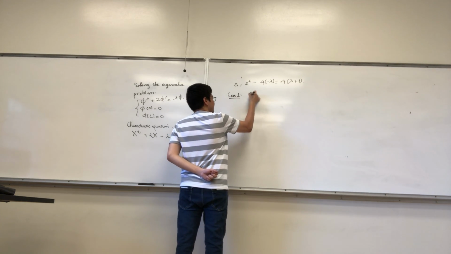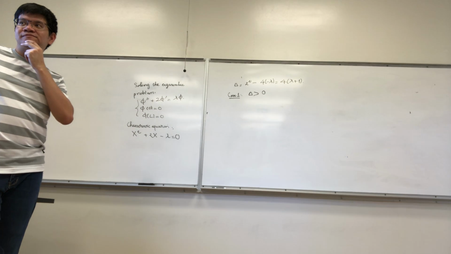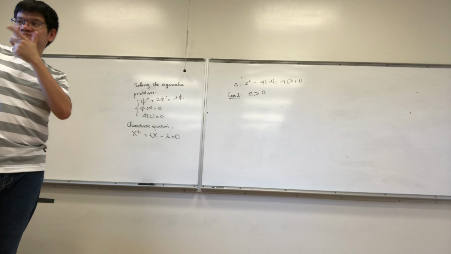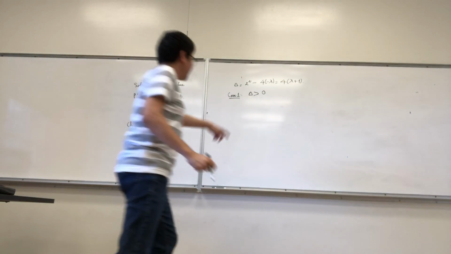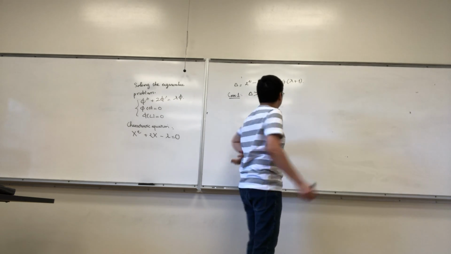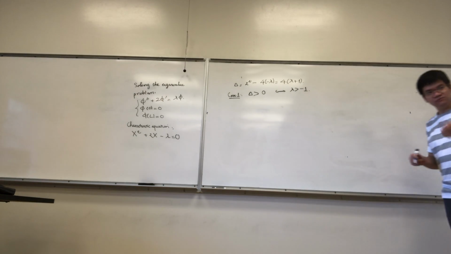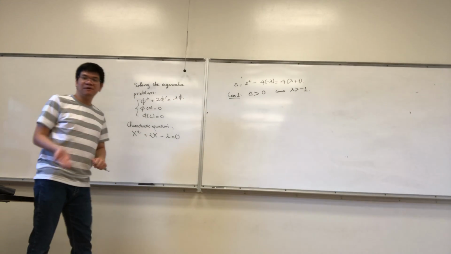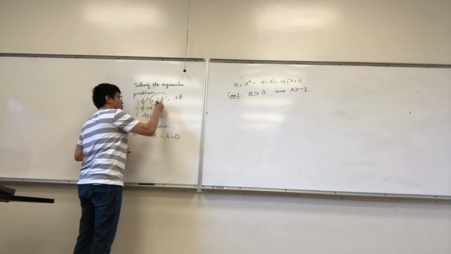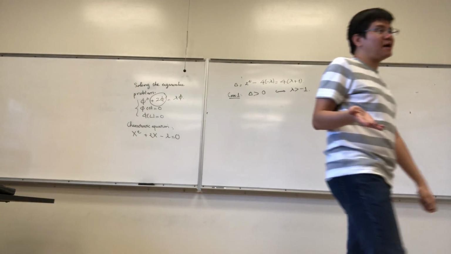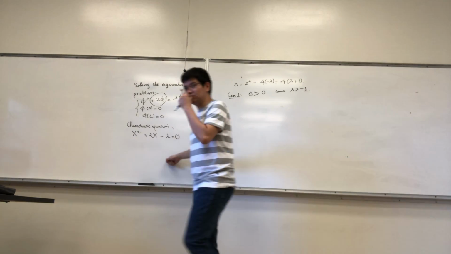Case number 1, delta is positive. So what is the value of lambda when delta is positive? Lambda is greater than minus 1. Delta is positive, which means that lambda is greater than minus 1. This is why I asked you, even for all of those previous exercises, to consider lambda positive, negative, or zero. I still ask you to do everything, because when you add a new term here, you don't compare lambda with zero anymore. You compare delta with zero.